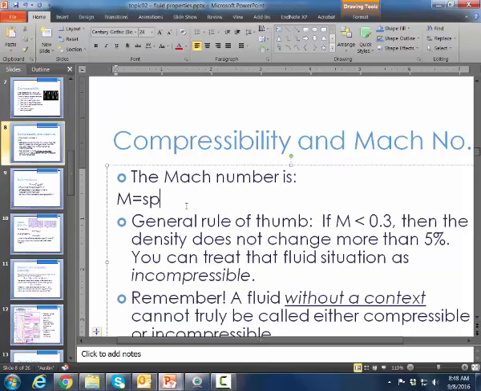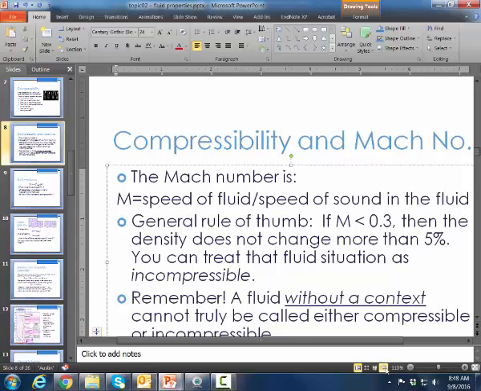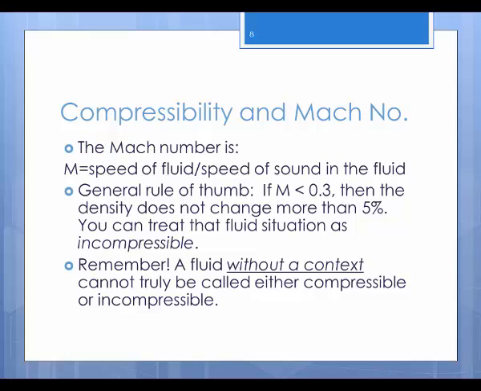Mach number is speed of fluid divided by speed of sound in the fluid. You'll find it in your book just as well. So it's just a ratio of fluid speed to speed of sound. So why does that matter? The speed of sound turns out to be a pretty good surrogate or related speed to when velocity effects of fluid movement result in the fluid compressing.